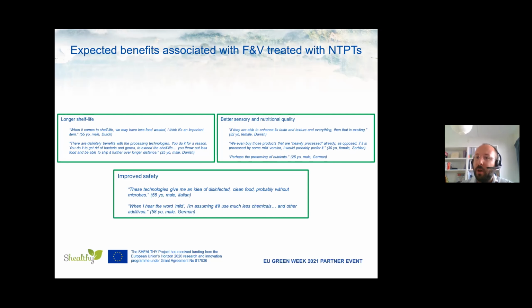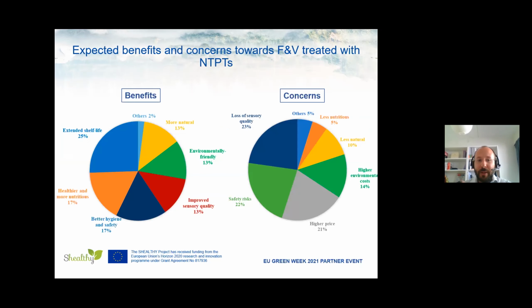Some people thought that if it can improve the safety and make the fruit and vegetables safer, that would be a nice benefit associated with this additional novel processing. And some people also thought that if it can somehow improve the taste or the sensory quality of the products, that would be a nice idea as well. When we try to quantify the responses a little bit, this is what came up.